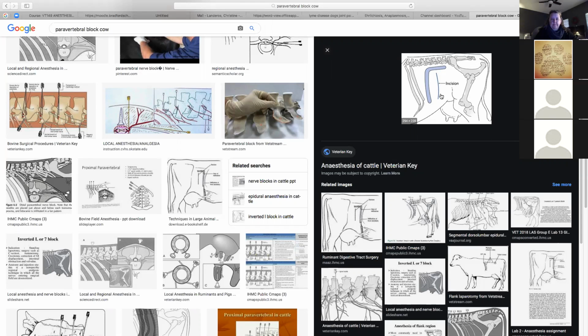I'll take a stab. I don't think it would be a cesarean because it's too high, right? Well, you could do a cesarean because of the incision.